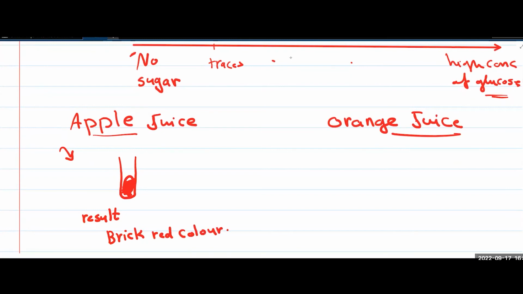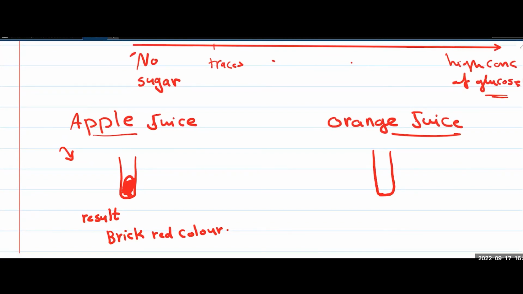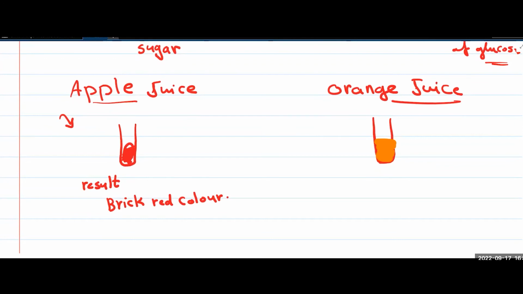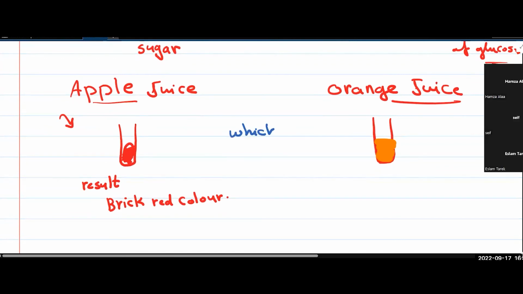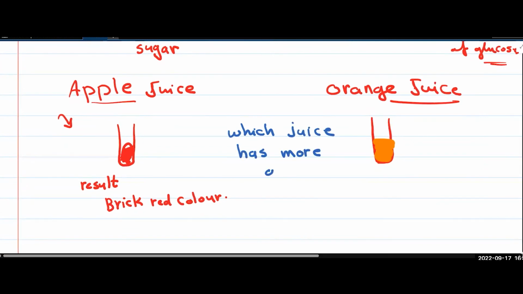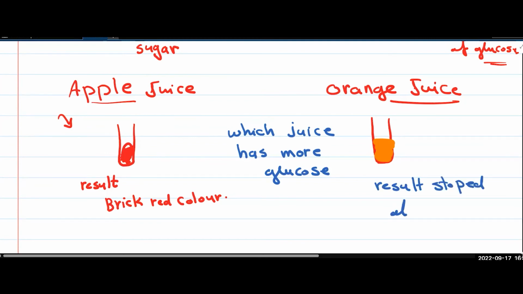I did the same test with the same amount of orange juice, and the change stopped at orange color. Or let's make it green. So which one of them has high concentration, apple or orange juice? Which juice has more glucose? Here, the result stopped at orange color.